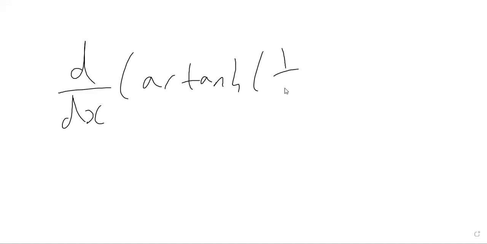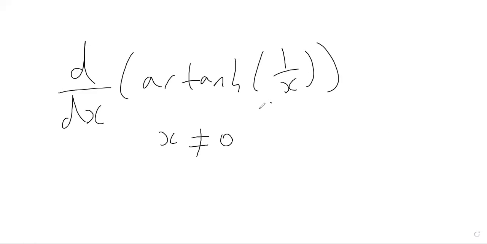Hi, so in this video, we're going to differentiate the function artanh of 1 over x. This is very similar to other inverse hyperbolic functions that we've done, where we've got this reciprocal function inside the hyperbolic function. Obviously, just a note, it should be clear that x can't be equal to 0.